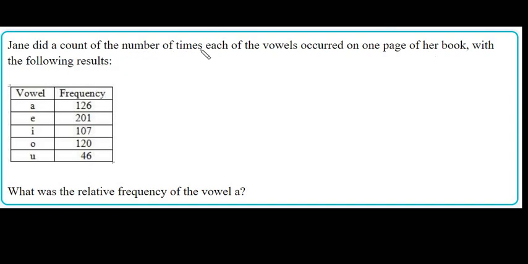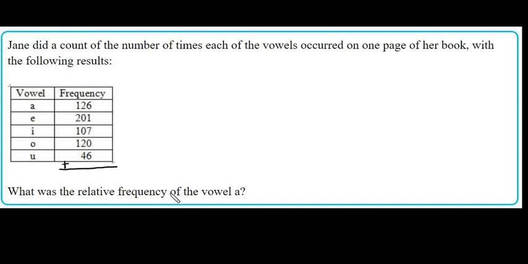Jane did a count of the number of times each of the vowels occurred on one page of her book with the following results. As you see in all these examples, we have an experiment. Here, Jane is counting the number of vowels on one page of her book. She counted 126 times A, 201 times E, 107 times I, 120 times O, and 46 times U. When you add these frequencies, because the total is not given here, you have to find it on your own.